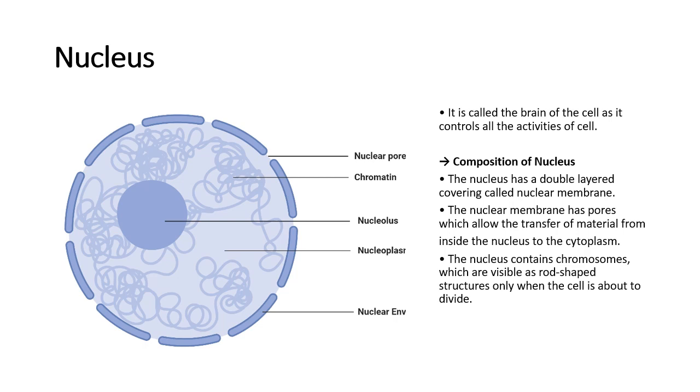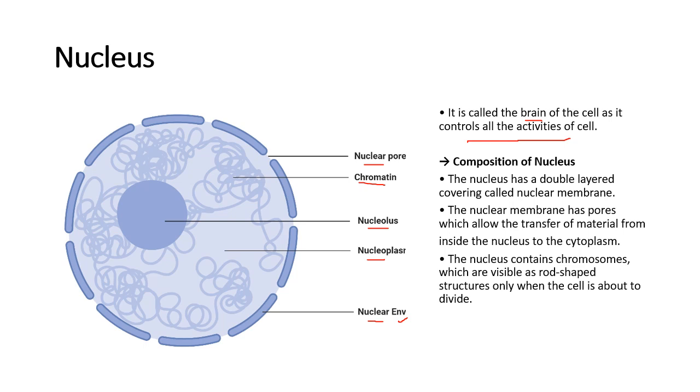Okay, let us see about another important cell organelle, that is the nucleus. It is the brain of the cell. So why is it called so? Because it controls all the activities of the cell. It is called the brain of the cell. So it contains nuclear pore, chromatin, nucleolus, nucleoplasm and nuclear envelope. So very important. It consists of five important parts: nuclear pore, chromatin, nucleolus, nucleoplasm, and nuclear envelope.